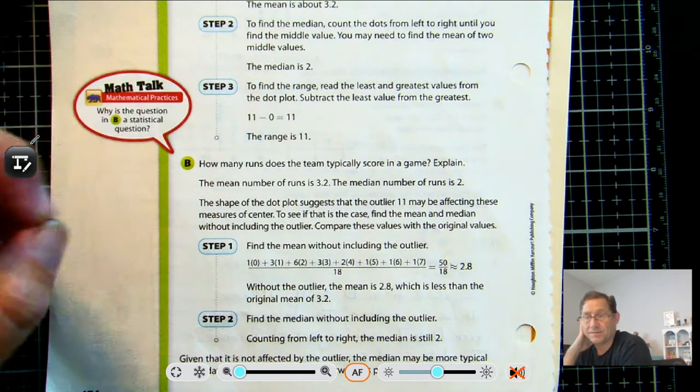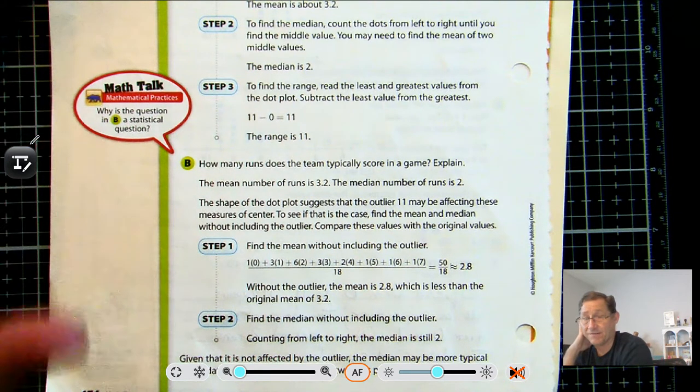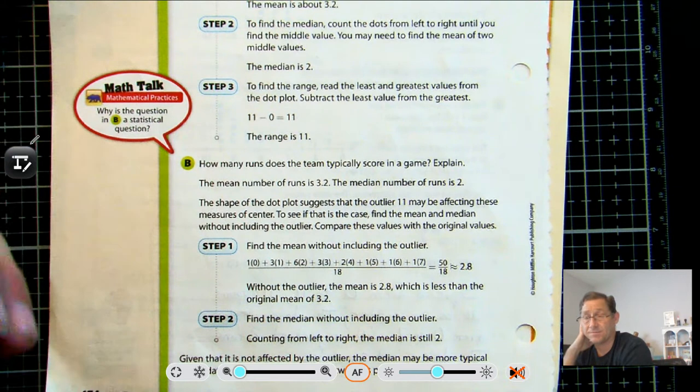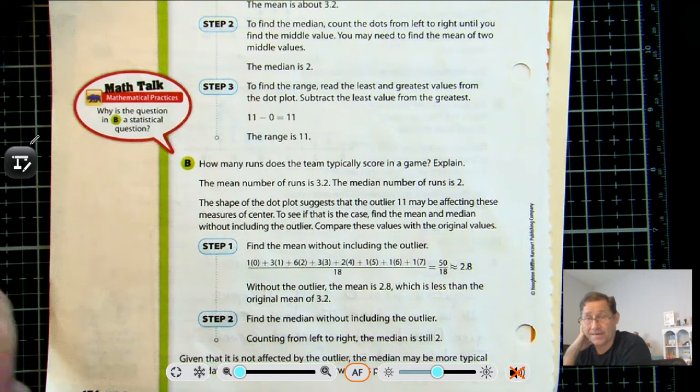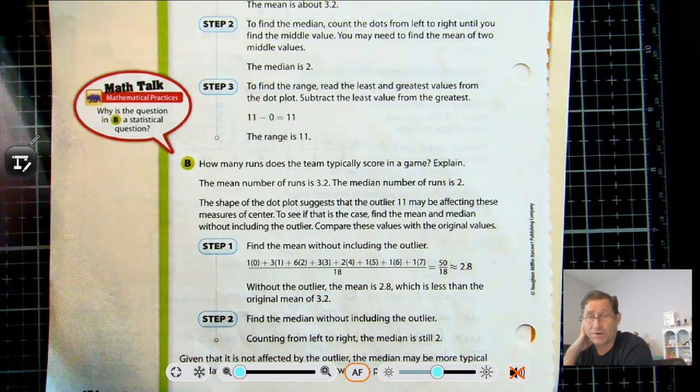The shape of the dot plot suggests that the outlier 11 may have affected the measures of center, right? It increased the average, or increased the mean. So in that case, I would use the median.